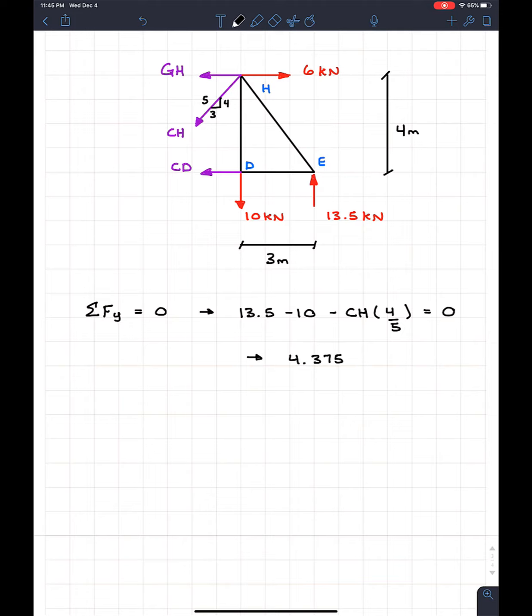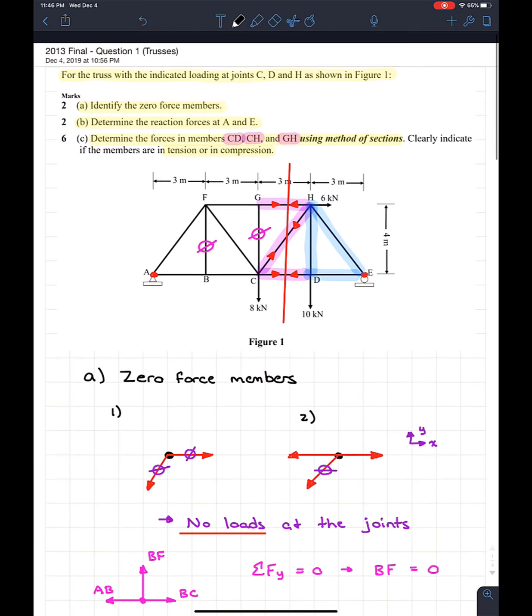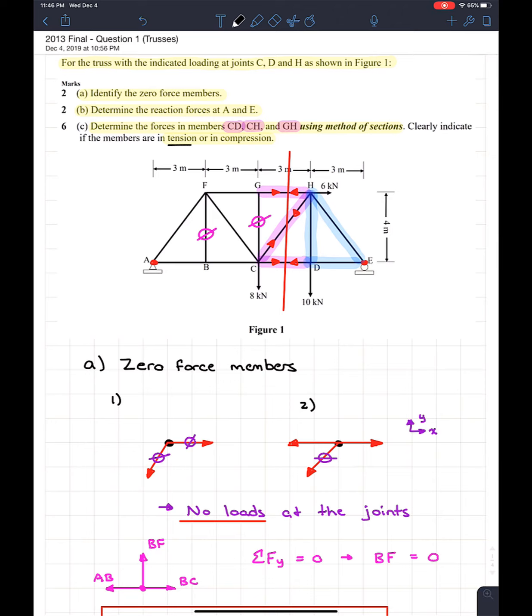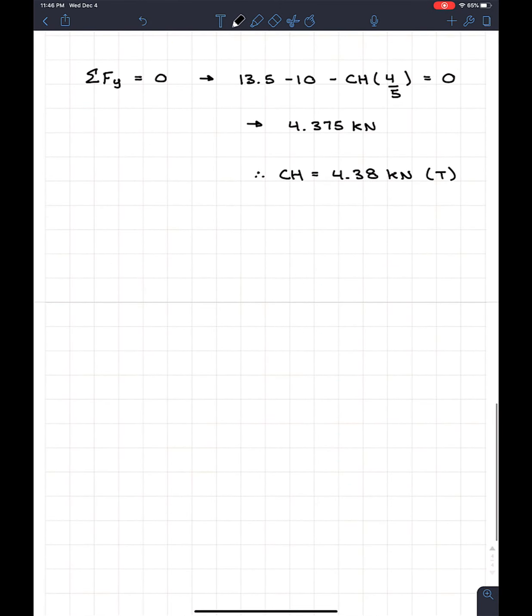4.375 kilonewtons. So this is a positive answer. When I'm putting my answer, I go: therefore CH is equal to 4.38 kilonewtons. And since it's positive, we put this little t here to mean tension. That's what it means up here in the question at the bottom, where it says clearly state if the members are in tension or compression. We have to put that little t or that little c to indicate so. Coming down here, this is one of my final answers, so let's put a nice box around it to show everybody this is exactly what it is.